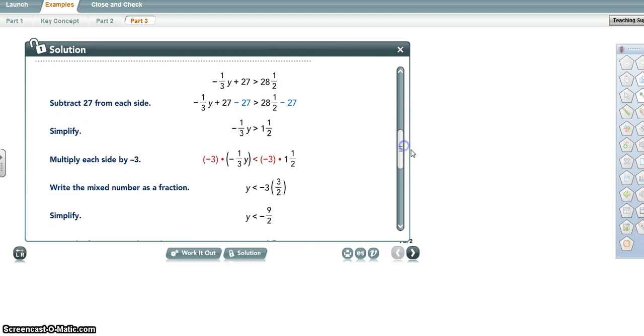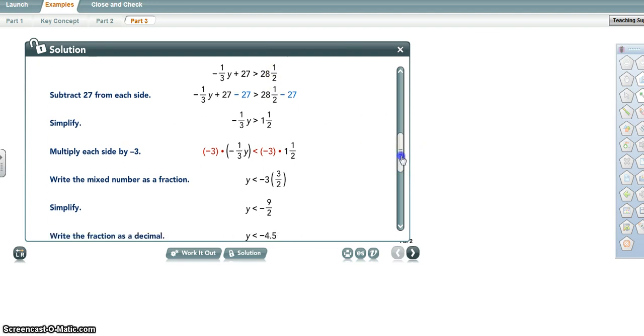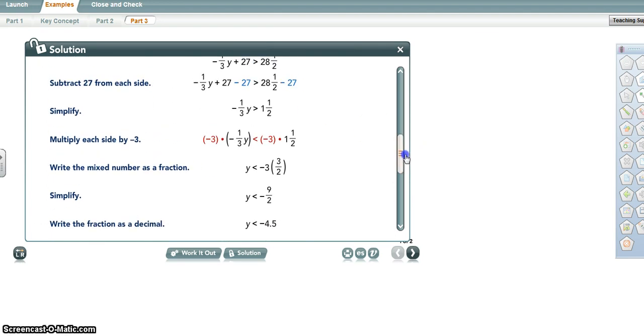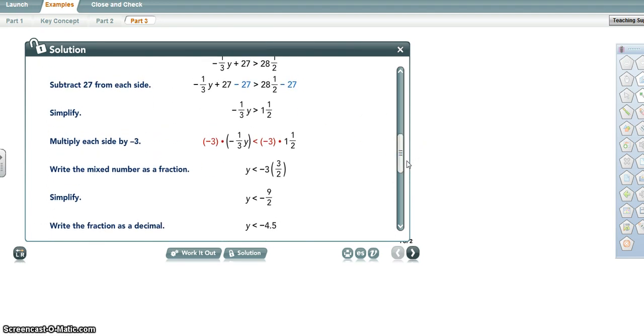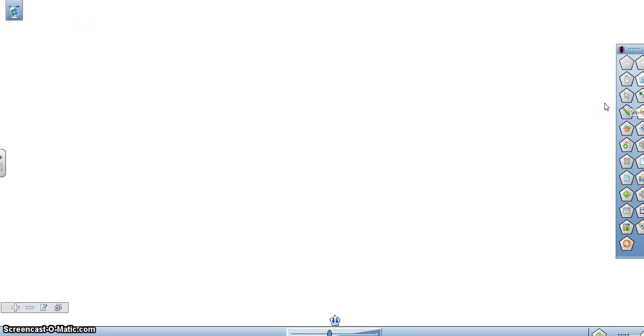On the third one, you should have got y is less than negative 4.5, or maybe you left it as a fraction, 9 over 2. We started by subtracting 27 from both sides. Then we had to deal with this negative 1/3. We had to divide by negative 1/3 on both sides.